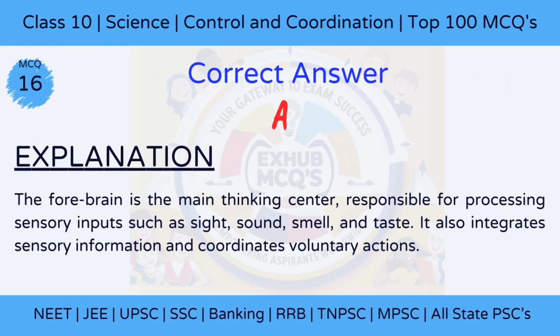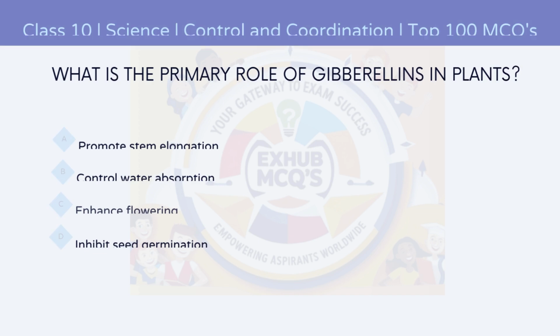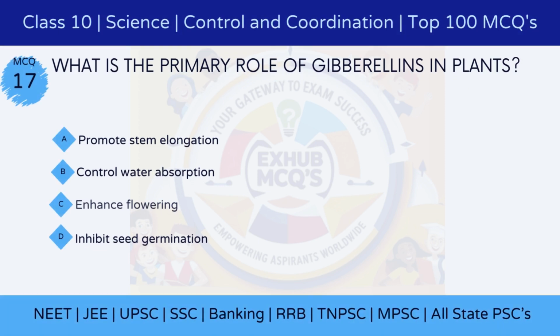The correct answer is option A, forebrain. Explanation. The forebrain is the main thinking center, responsible for processing sensory inputs such as sight, sound, smell, and taste. It also integrates sensory information and coordinates voluntary actions. MCQ 17. What is the primary role of gibberellins in plants?